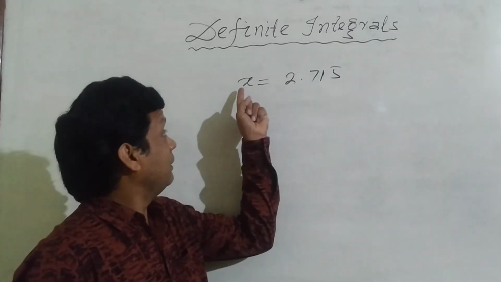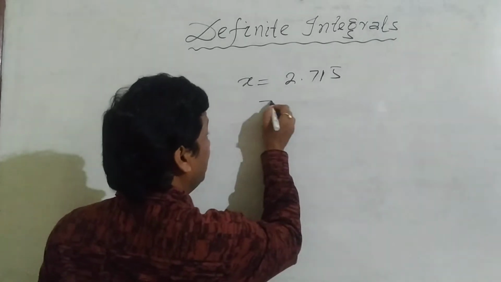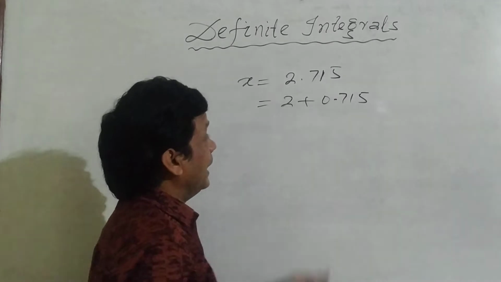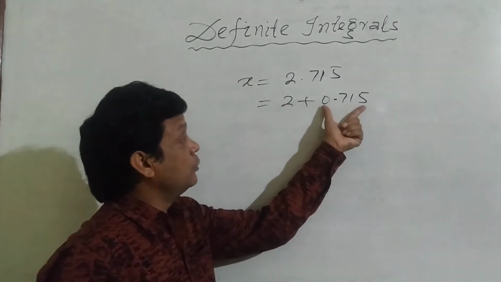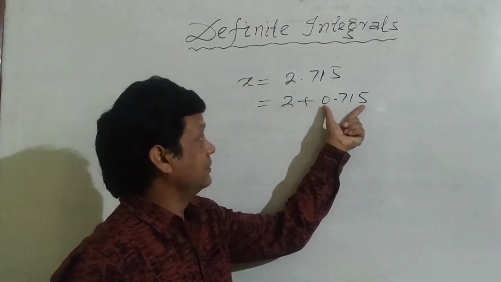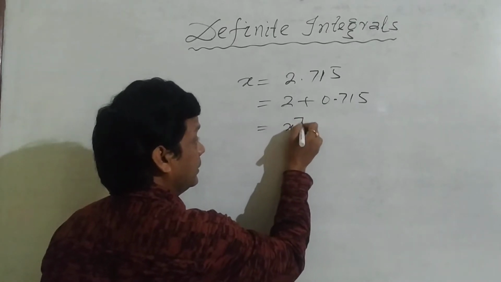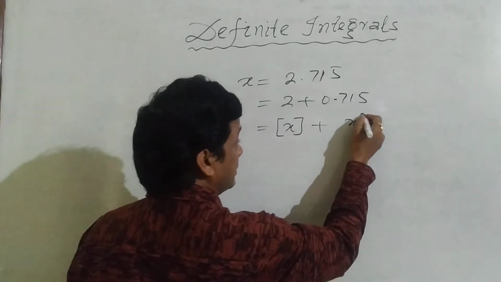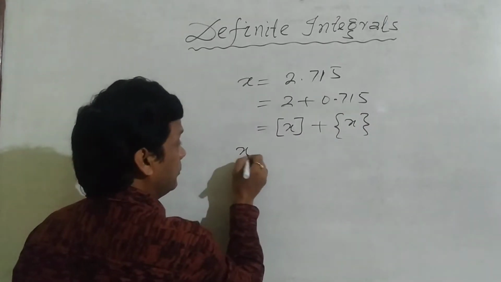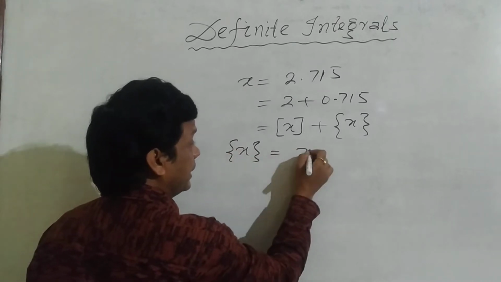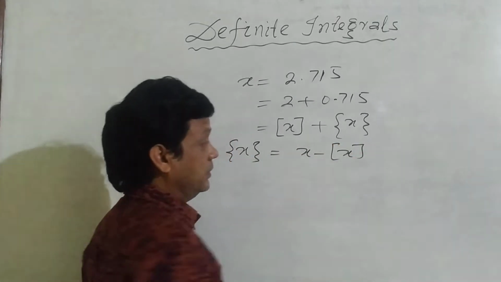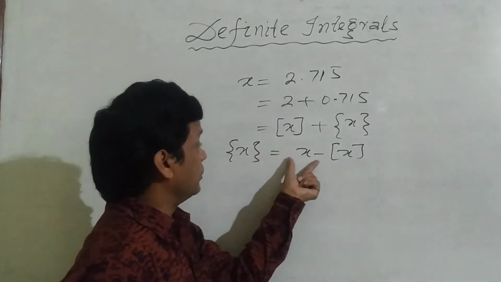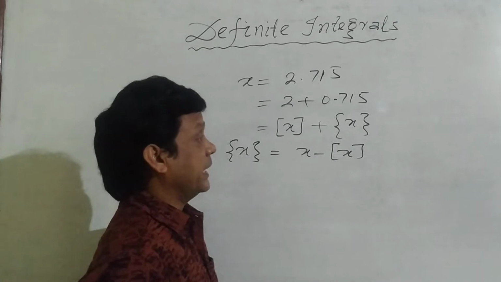See here, if I take x is equal to 2.715, this can be written as 2 plus 0.715, and this 2 is called the integral part of x, and 0.715 is called the fractional part of x. The integral part is denoted as bracket x, and the fractional part of x can be written as x minus bracket x. This is the meaning of these two, fractional part of x and bracket x.